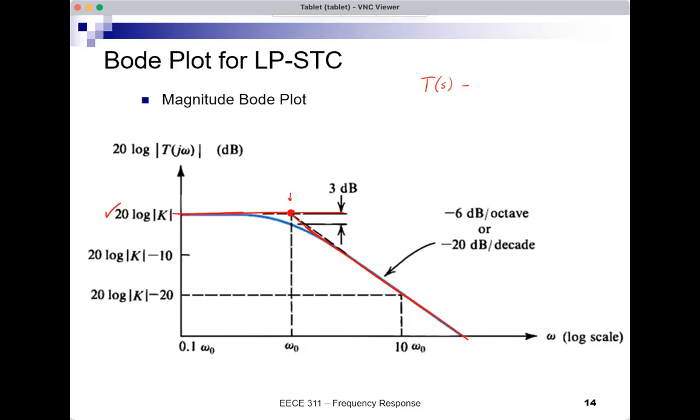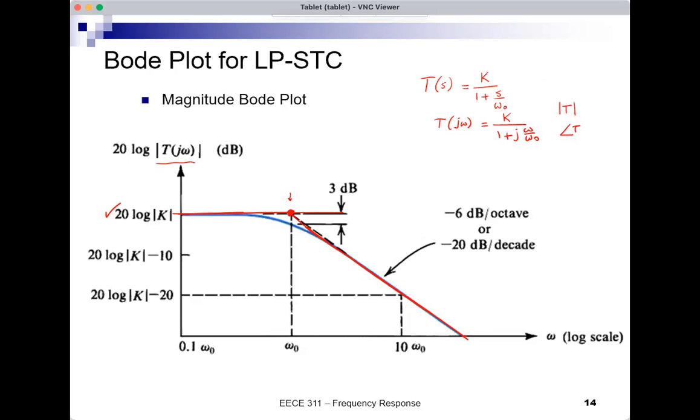Well, let's start with T of S first. T of S for this example and for any LP-STC for that matter is K over 1 plus S over omega 0. And if we go to the j omega domain, then we get T of j omega, and I replace S by j omega here, j omega over omega 0. So this is a complex number. It has a magnitude and it has a phase angle. And the magnitude is what we are showing here in this plot. This is 20 log the magnitude.